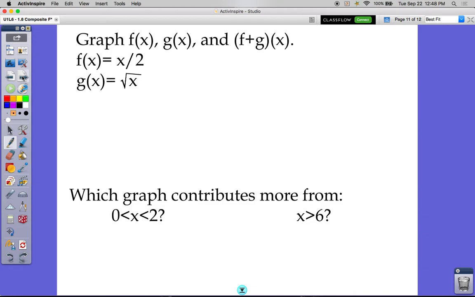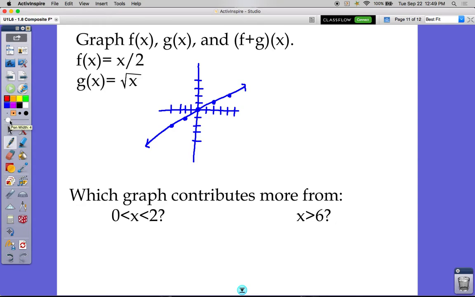X over 2? No. Square root of x? Yes. So when I go to add these two, I can freely graph x over 2. My graph for that looks like this. X over 2, so 0 over 2, 1 over 2, 2 over 2, which is 1, 4 over 2, which is 2, has a slope of 1/2, and so on. So f of x over 2 looks like this. Kind of crooked.